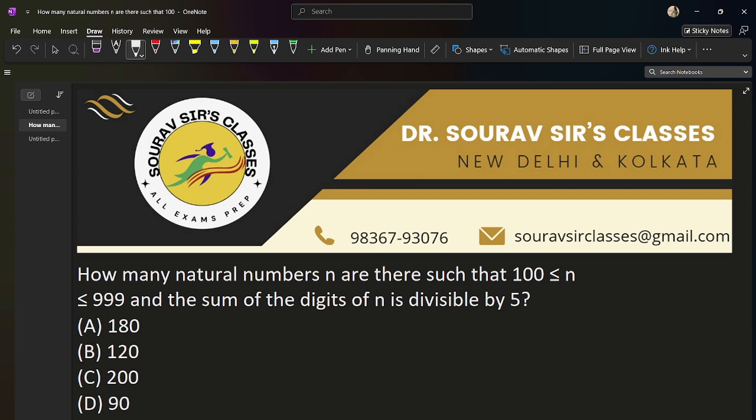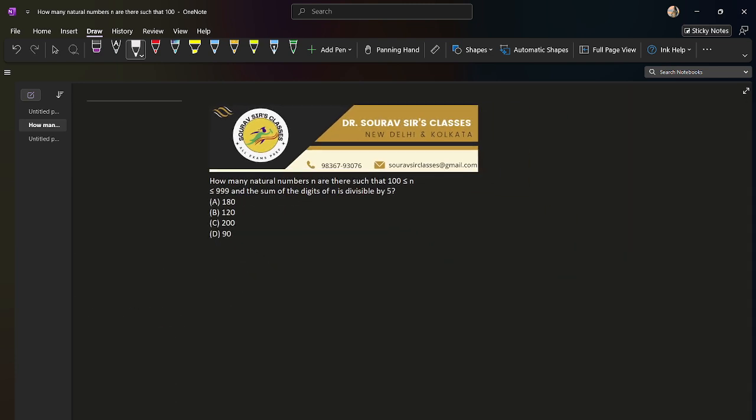Okay, thank you guys. So now we are going to solve a mathematical problem which appeared in the ISI MTech QROR, in the MCQ section. The question is: how many natural numbers n are there such that 100 ≤ n ≤ 999 and the sum of the digits of n is divisible by 5? There are four options: 180, 120, 2000 and 90. So this is a very easy question. Now what can be done here?